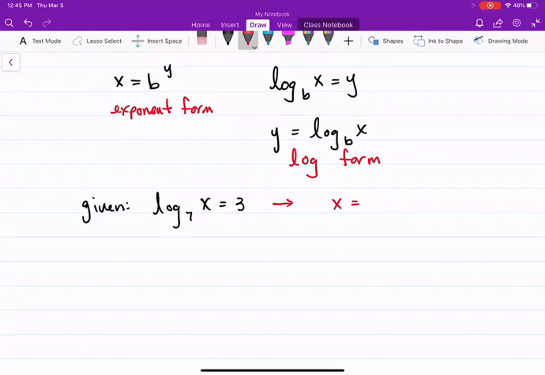Well, remember, the log is gone, right? When I go to the exponential form, there's no log in it. Well, what's the base, though? 7, so it'll be 7 to the third. So notice how if I was given this, I can actually find x, right? 7 to the third power, so it'll be 7 times 7 times 7. There you go, there's my x.